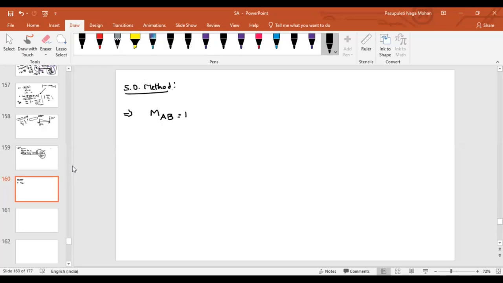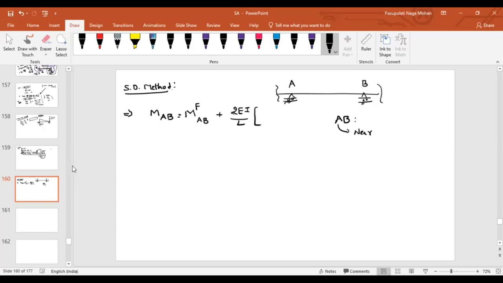As you remember the fixed end moments, let us say we are talking about a member with supports in between. Let us say these are continuous, and this is member A and this is member B. If you want to find the moment at A towards B, that will be equal to, first, the fixed end moment at A towards B, plus 2EI by L times... Always remember, if I'm talking about the beam AB, A is the near end and B is the far end.